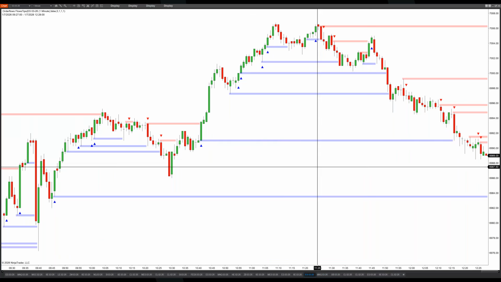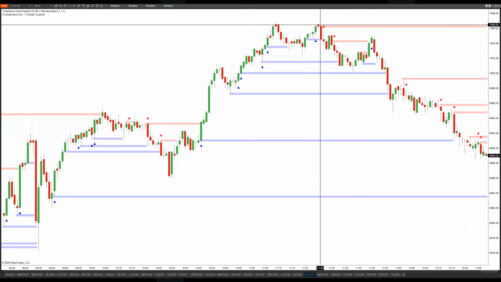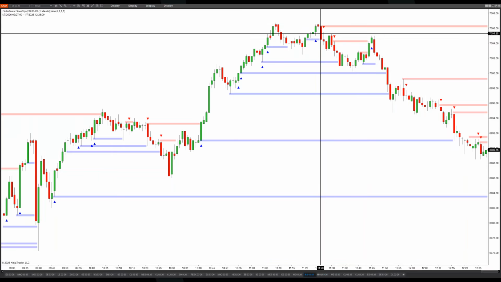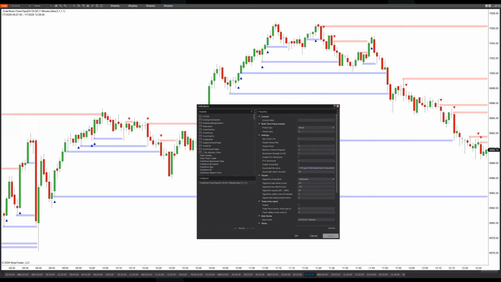Okay, all right, well, 7,006. We're selling off right now. Let's take a look at this indicator settings. So you see, it's a 1-minute chart. It says here 1 minute, but I'm using 5-minute signals.